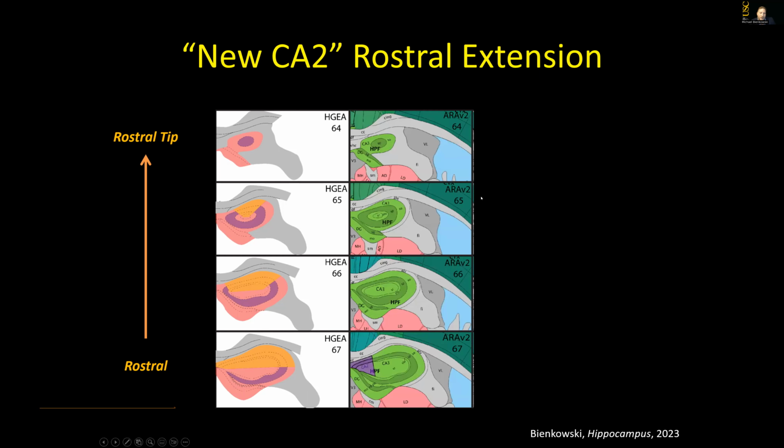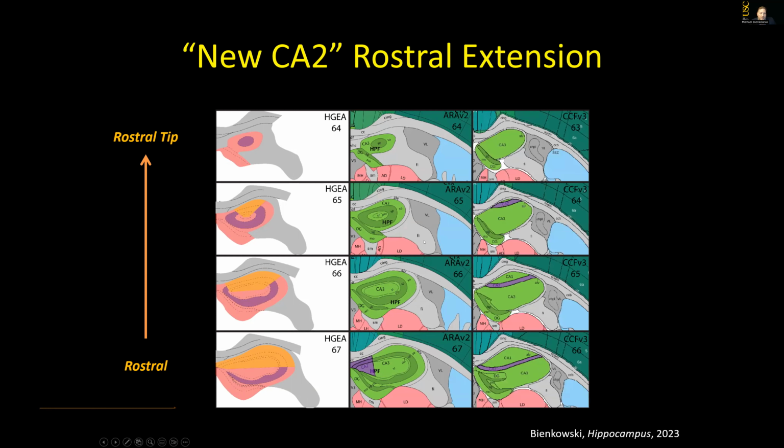Comparing that to the Allen reference atlas, you see that doesn't really match. The Allen reference atlas, this is version 2, doesn't have the CA2 continuing here. They have this mostly as CA3. The CCF version 3 does have CA2 here, but again, it doesn't really match the pattern of labeling that we just saw in the gene expression. I think, in fact, it's identifying more of the stratum lacunosum moleculare level rather than the true CA2 boundaries.